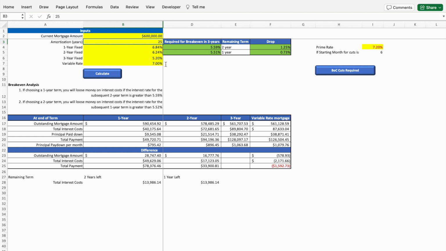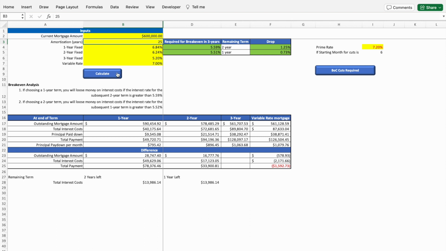What this sheet does is calculate the break-even points if you're choosing a 1 year or a 2 year term, or essentially what the subsequent 2 year or 1 year term would need to be priced at in order for you to come out ahead in terms of interest cost. And likewise, for the variable term, it will calculate how many interest rate cuts you would need to see from the Bank of Canada in order for your choice of variable rate to come out ahead of the 3 year rate. Essentially, it looks at the interest rate cost over the period of the term and then works out these numbers.